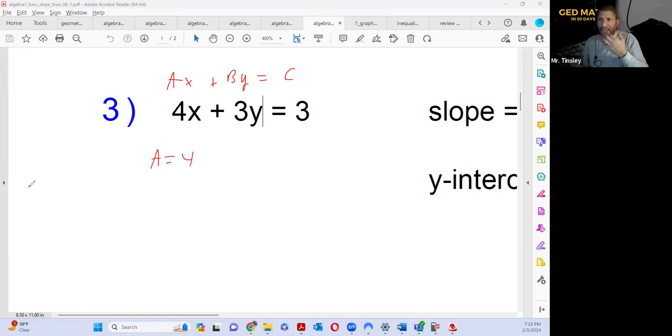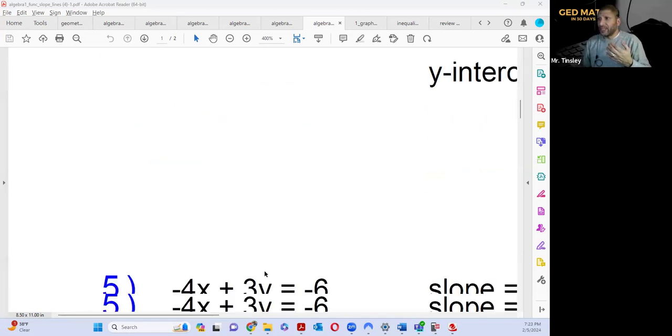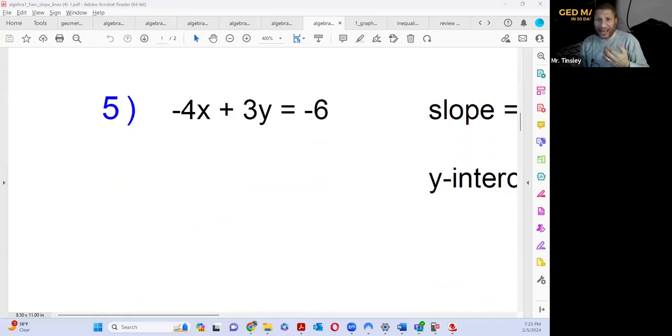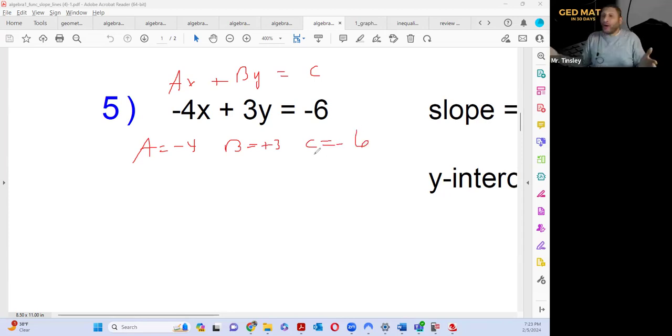Matter of fact, let me try another one. Let me see when one is minus. Because a lot of times people have problems with negative numbers. Here go one right here. Perfect. I love it. This is not slope-intercept form. This is standard form. AX + BY = C. My A is -4. My B is +3. My C is -6. That is not hard to figure out. You don't have to be a NASA scientist to figure out a coefficient, the number in front of the X, the number in front of the Y, and the one by itself. You don't have to be a scientist to figure that out.